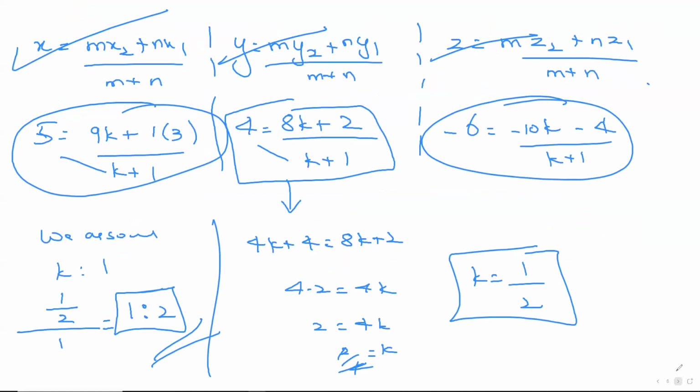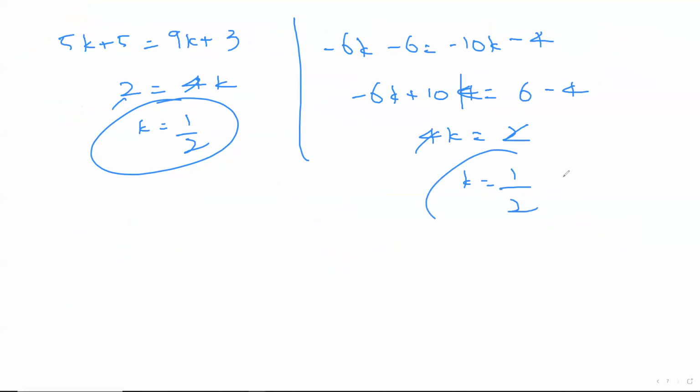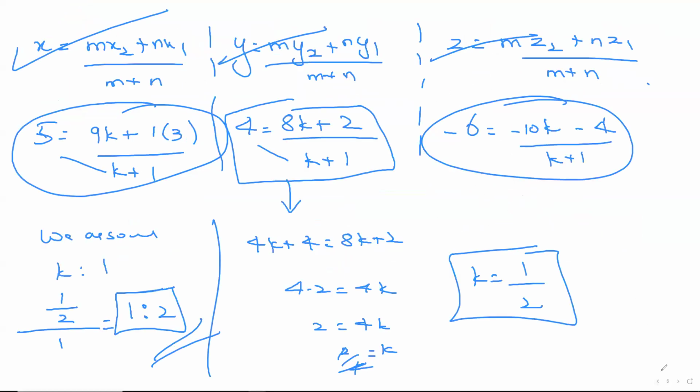Okay, easy it is. Don't take M is to N, waste of time. I'll bring all the K's to one side. So minus 6K plus 10K is equal to 6 minus 4. This becomes plus 4K is equal to 2, gets cancelled. K is equal to 1 by 2. Getting it? So all the three ratios are the same, which means they're lying on the same line. If something is lying on the same line, then we call it to be collinear in nature.